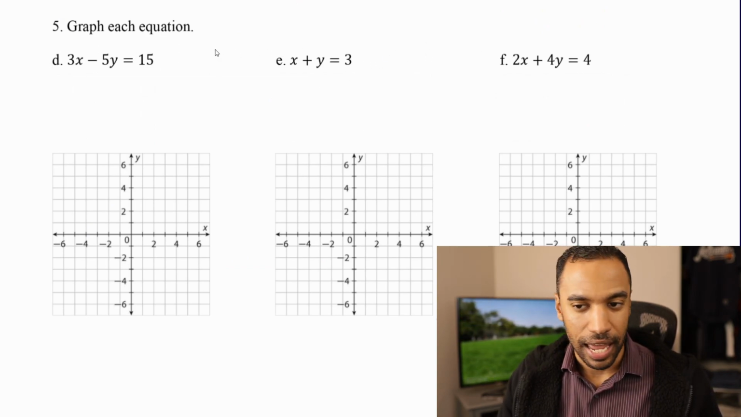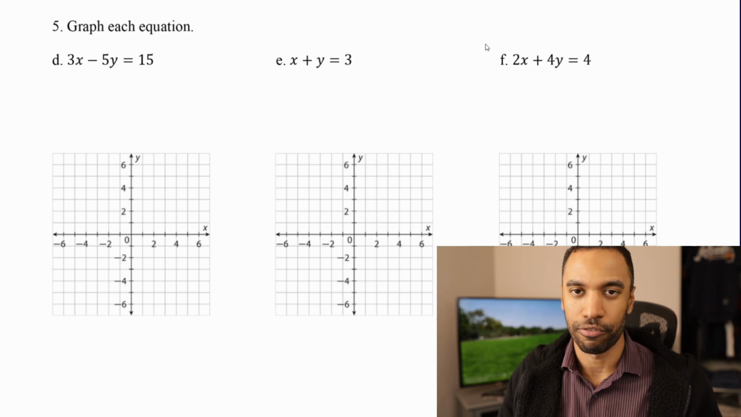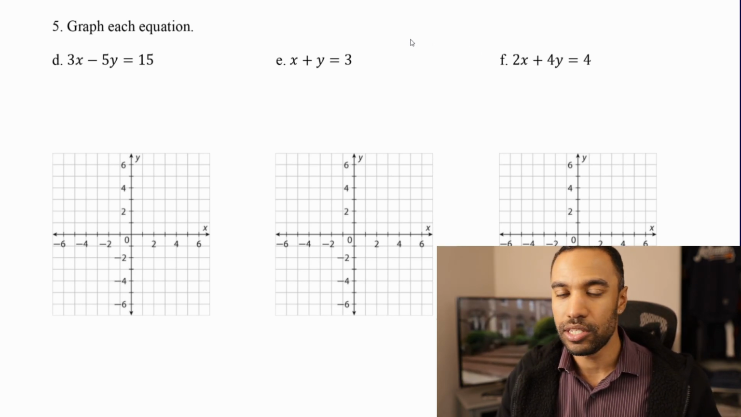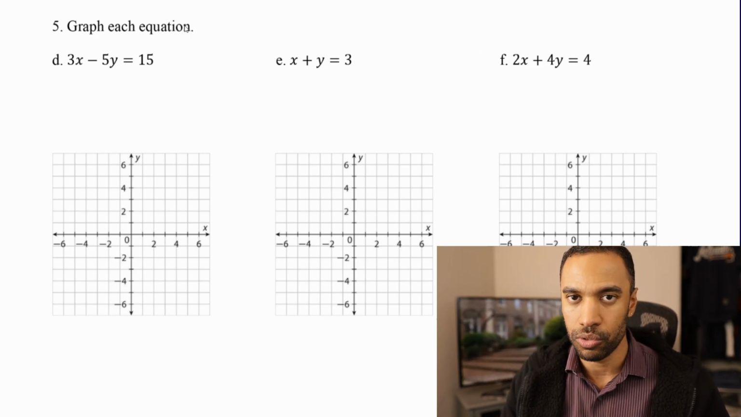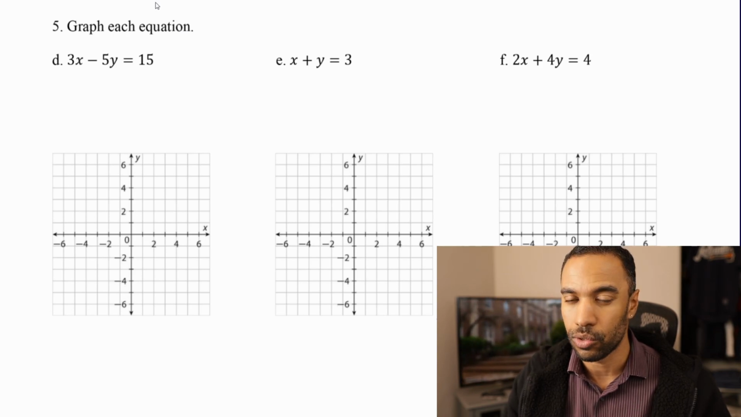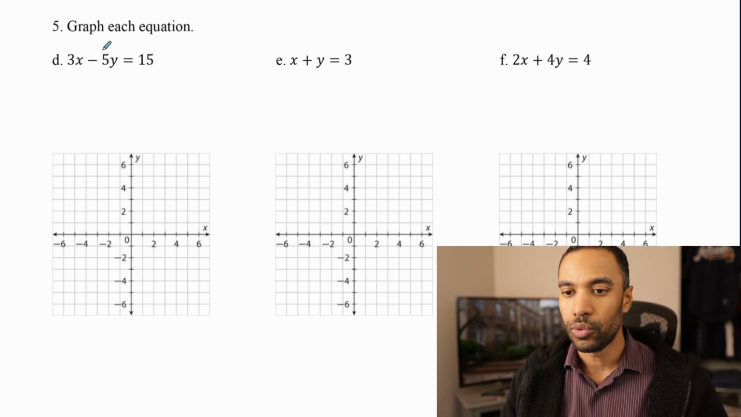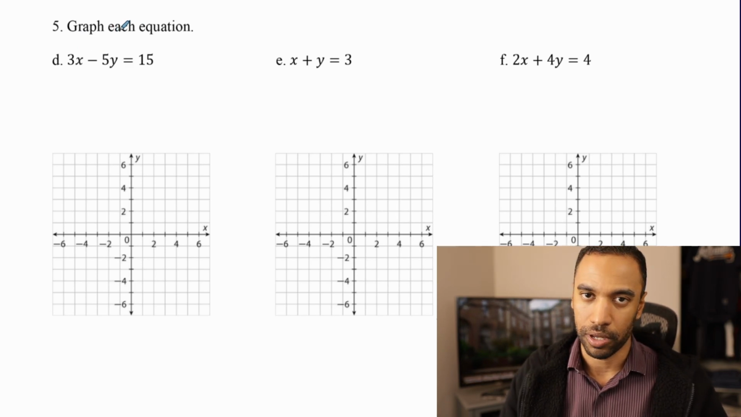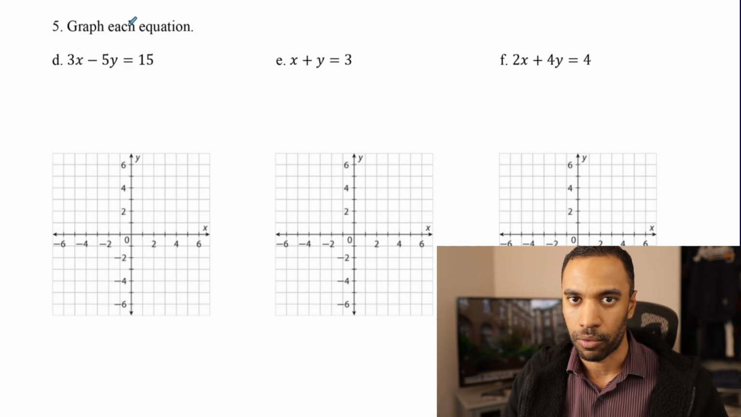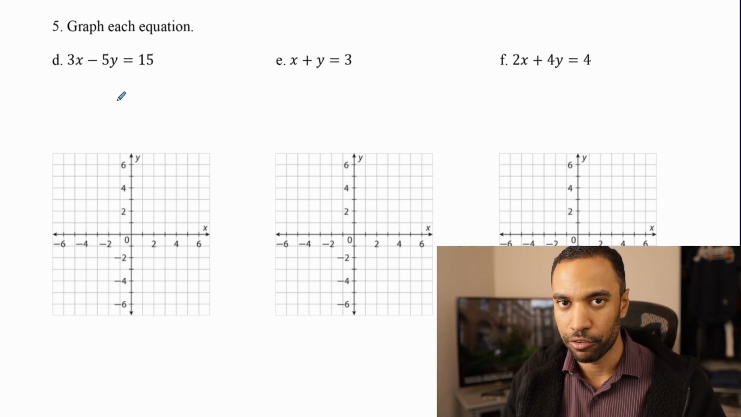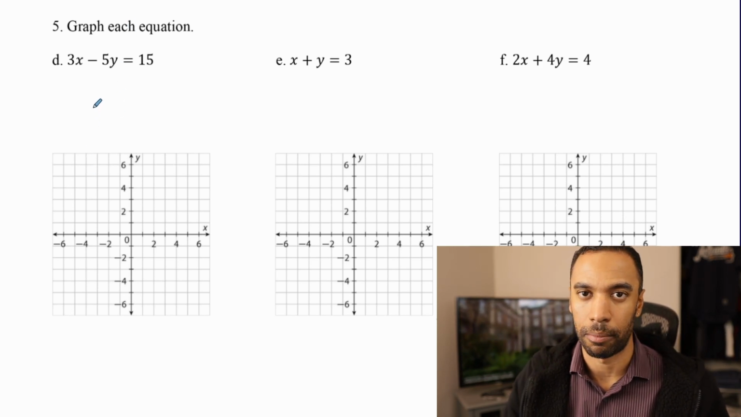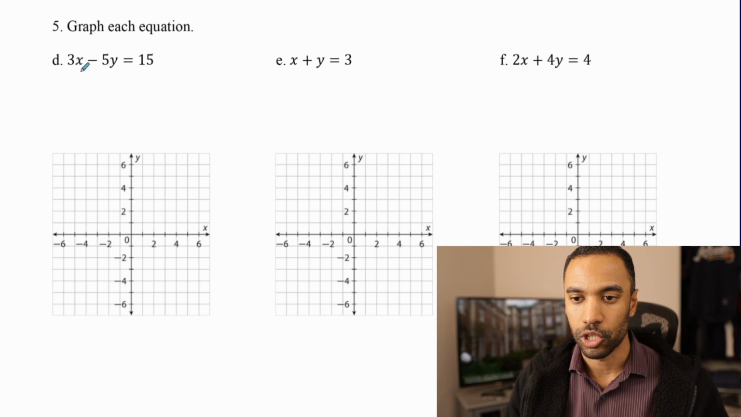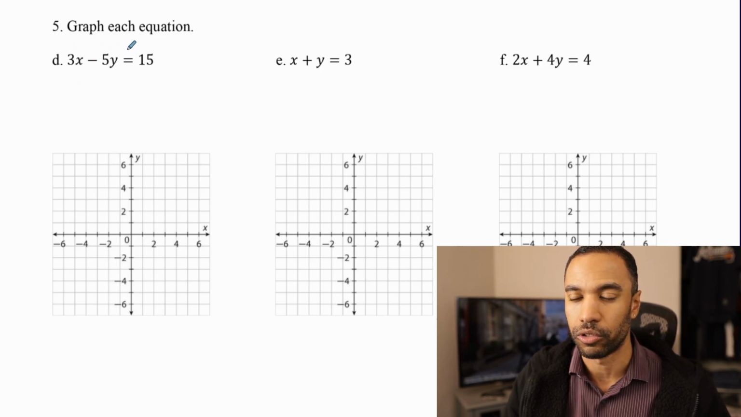Number 5, D, E, and F, these are all written in standard form this time. Now, I have 2 ways that I can graph these, and I promised that I would do that, or at least give you the idea that you can do this more than one way. You can graph out of standard form, or you can rewrite this into slope-intercept form, and then graph it that way. I'm going to start with the standard form, and I'll confirm with slope-intercept form afterward, okay? By slope-intercept form, I mean rewrite this into y equals mx plus b.